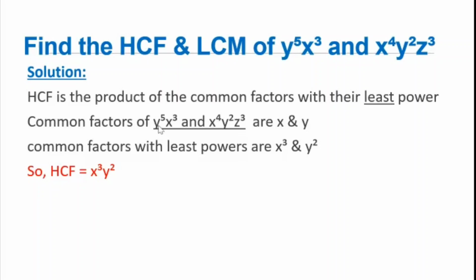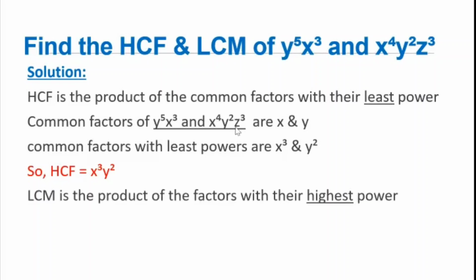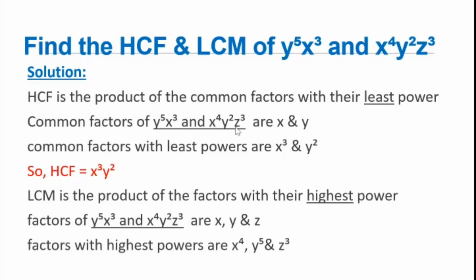Higher one is y raised to the power of 5, z cube, and here I have z raised to the power of 0, let's say. So the higher power is z cube. So the LCM comes out to be what? LCM comes out to be x4, y5, z cube. I'll multiply all of them and I get the LCM as x raised to the power of 4, y raised to the power of 5, and z raised to the power of 3.